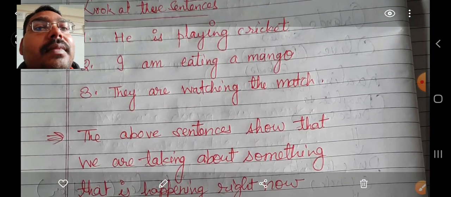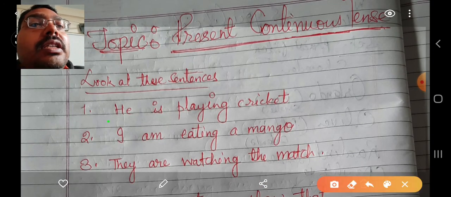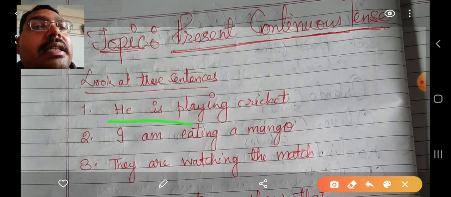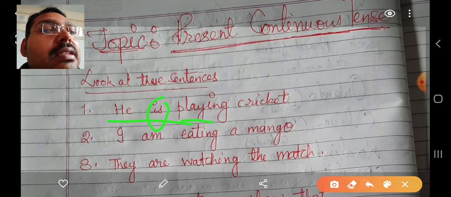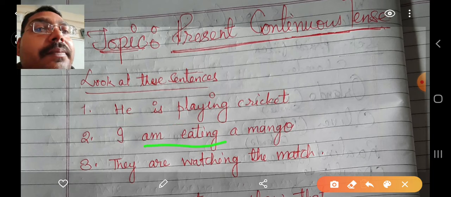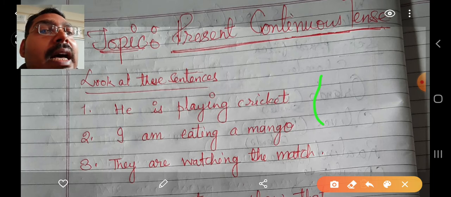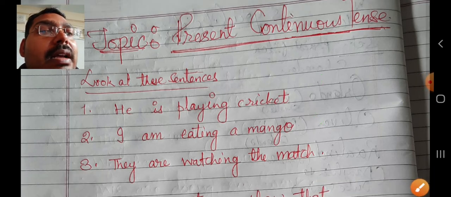So in this way, now you can see the sentences. For he, a singular subject, it is used: he is playing cricket. He is, and play is a verb first form, and to the first form we add ing, playing. He is playing cricket. Do you understand this? Then I am eating a mango. Am, and eat is the main verb, first form, and we add ing to it. Eating. I am eating a mango. Then the next one, they are watching the match.